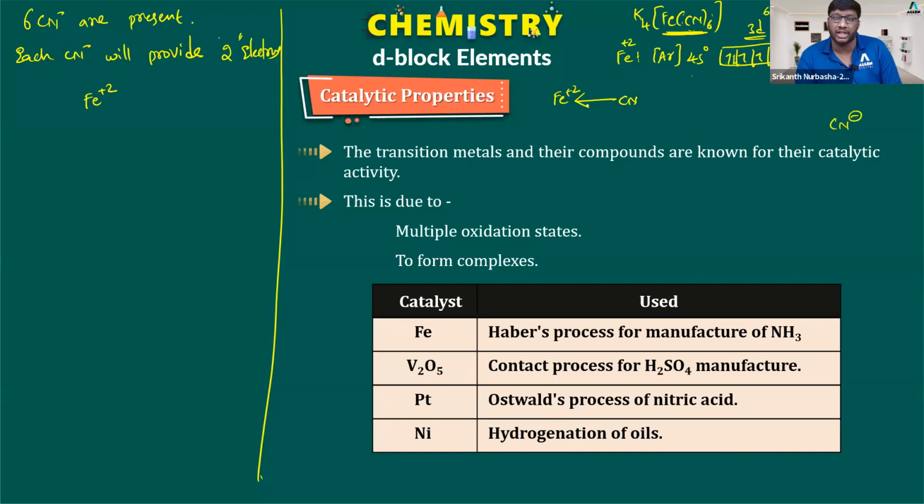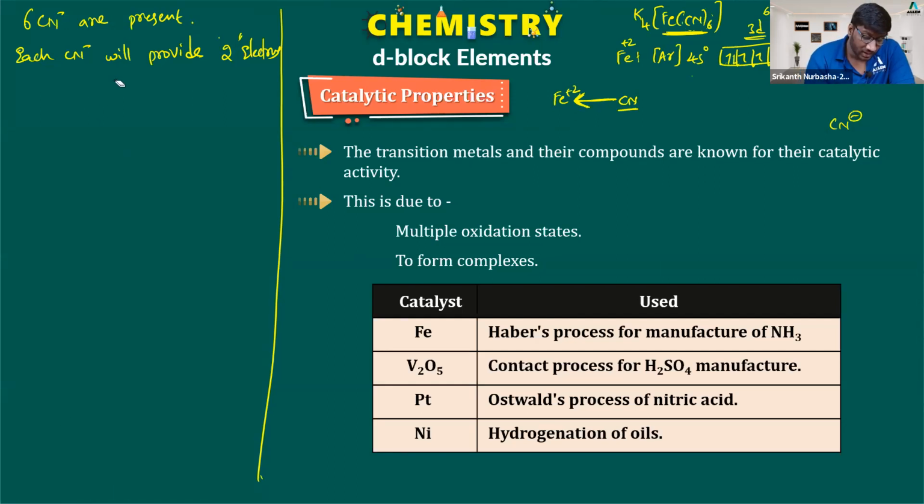What do you mean by coordinate bond? That CN will keep the electron, and by keeping it, it will share with iron. So 2 electrons are provided by cyanide only. So one bond is formed. That bond is formed by sharing of electrons between iron and cyanide, but both the electrons are given by cyanide only. Fe plus 2 is now forming a coordinate bond with cyanide. Cyanide is the ligand. It is providing both the electrons for that coordinate bond.